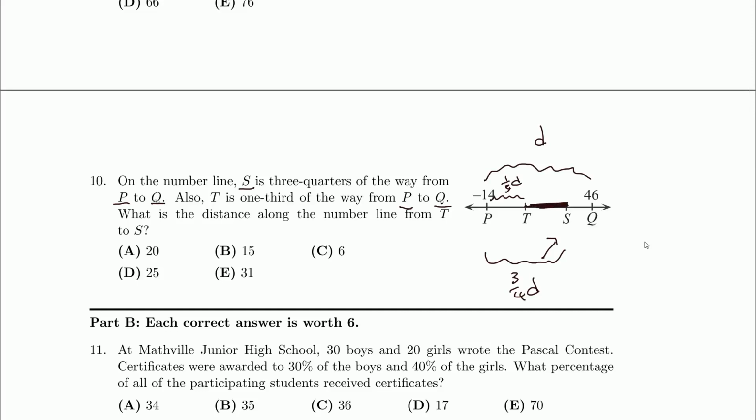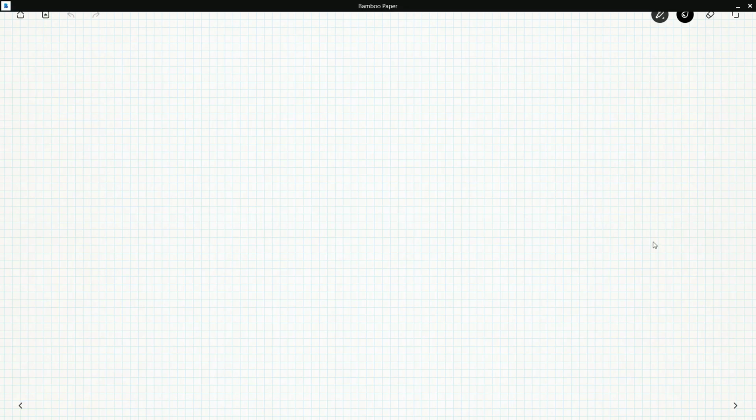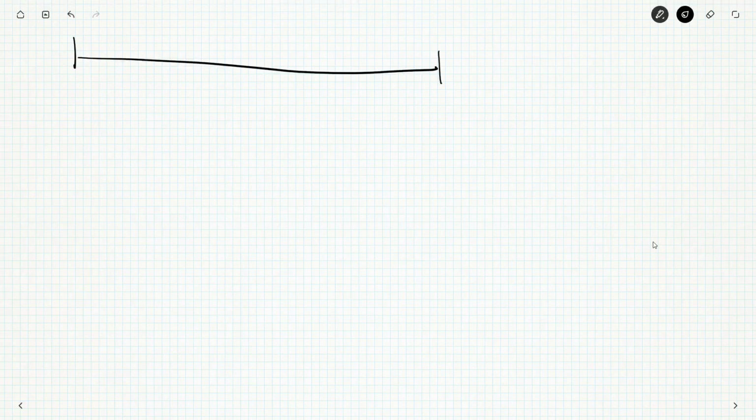Well, no matter what we do, we're going to have to figure out D. But D's not that bad. It's going to be 46 minus negative 14. That's just the total distance between those two. So I'm going to draw my number line. Q here, P here, 46 minus 14. T, they said, is 1/3 of the way. S, 3/4 of the way. Okay, and we want the distance in between these two.